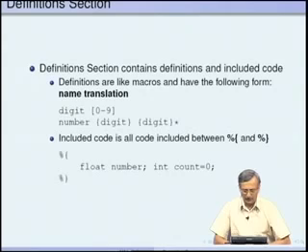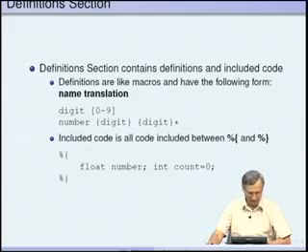Included code is all code which is included between the two markers percent flower bracket and percent flower bracket. So, for example, float number, int count = 0 is a piece of code which is supplied by the user for some initialization purposes.